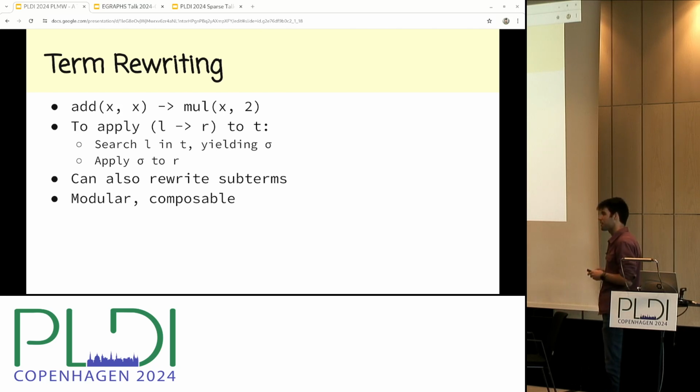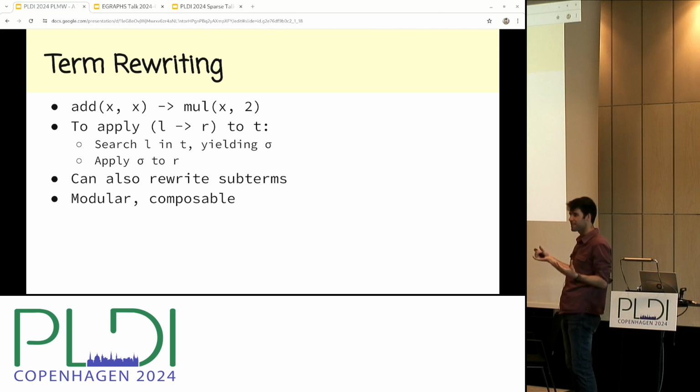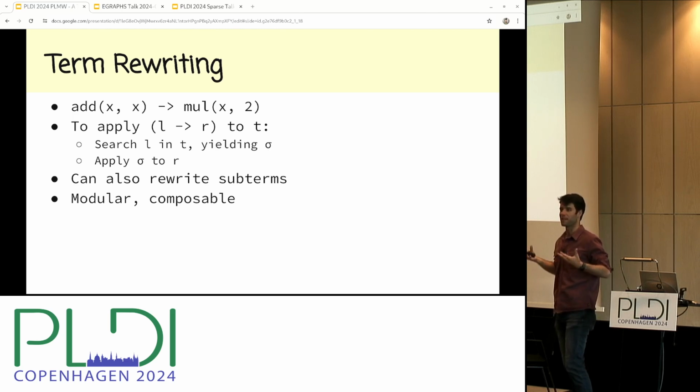It's also modular and composable, right? So these rewrites are typically sort of objects outside the system, and you have a rewriting system that can accept any number of these things and apply them in sequence. And so if you have a bunch of rewrites and you want to add a bunch more rewrites, you don't really have to change your system.